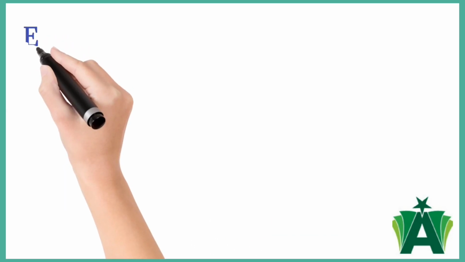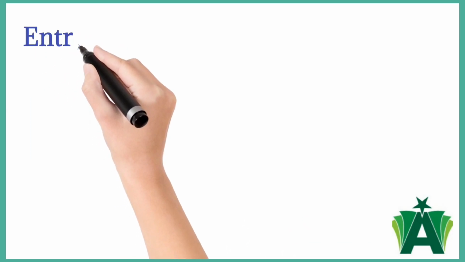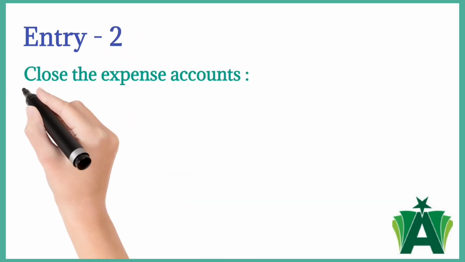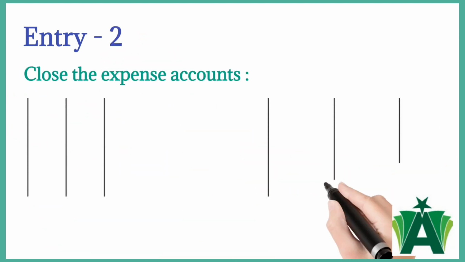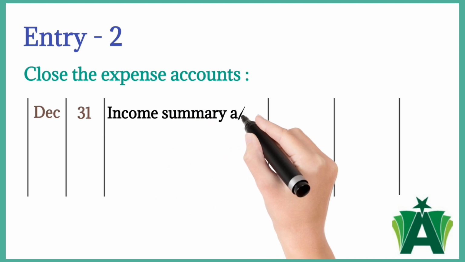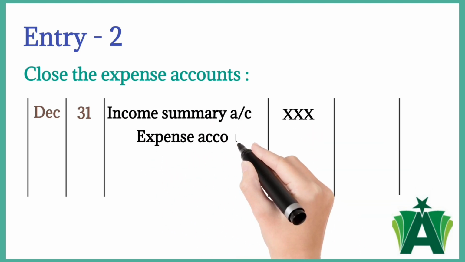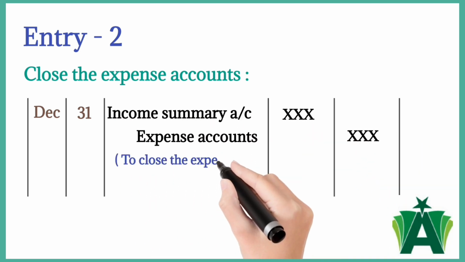The second closing entry transfers the debit balances in the expense accounts to the income summary account. The second closing entry is income summary account debit, expense accounts credit, to close the expense accounts.